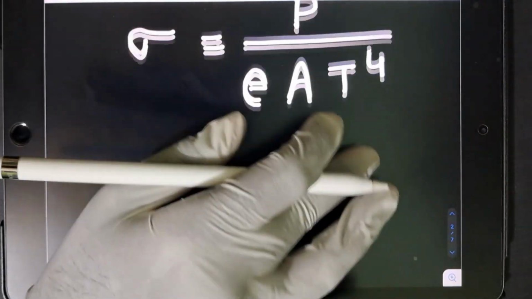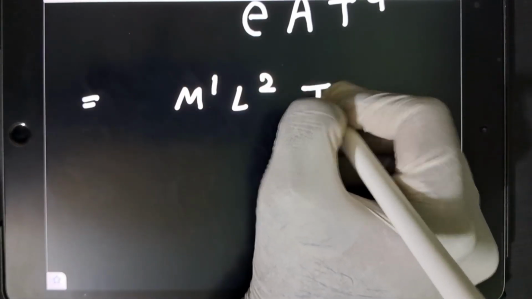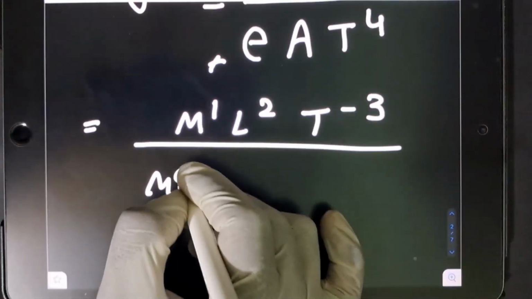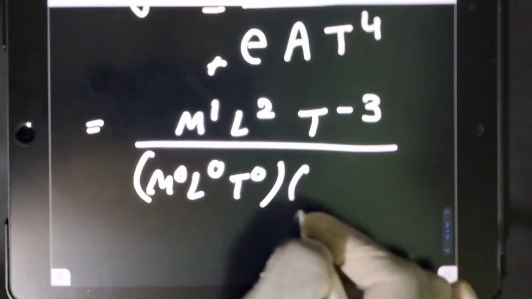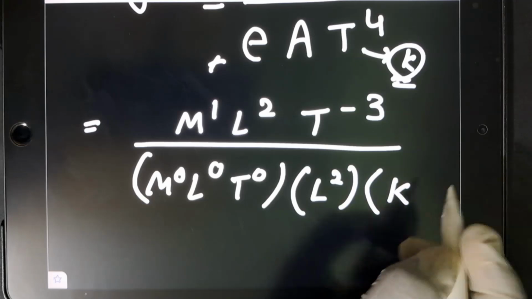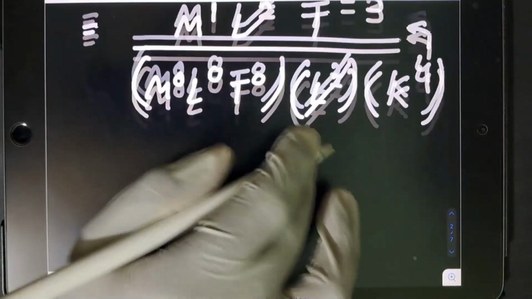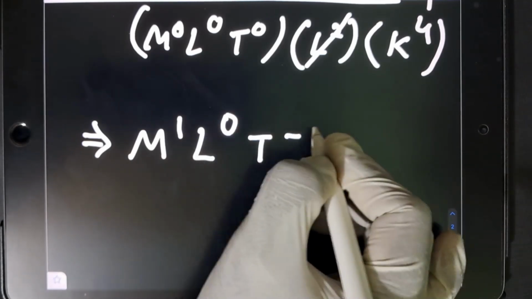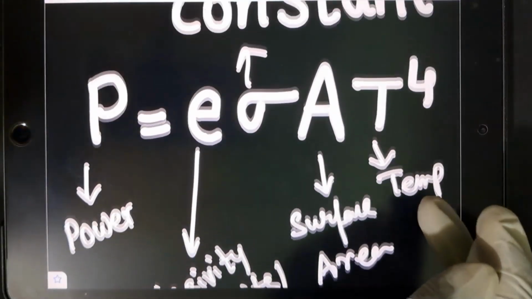Now first, the power dimensional formula is M power 1, L power 2, T power minus 3, divided by emissivity E, which has no units, so M power 0, L power 0, T power 0. Area A is L power 2, L square, and temperature is denoted by K, so K power 4. On cancellation of length and reciprocation of temperature, we get M power 1, L power 0, T power minus 3, K power minus 4. This is the dimensional formula of Stefan's constant.